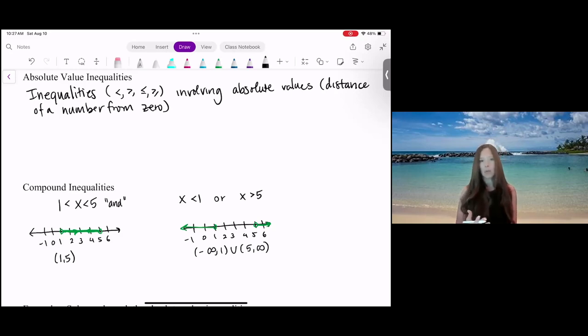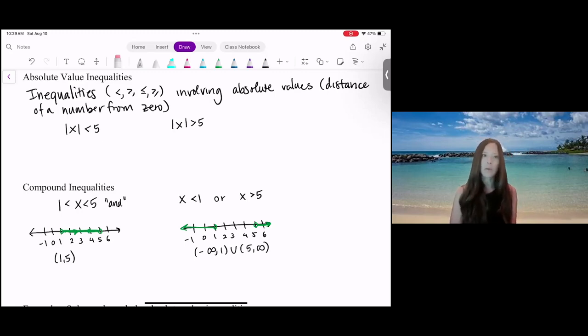We want to keep that in mind when we're solving our absolute value inequalities. The strategy is, and there are multiple ways that you can approach this, I'm going to show you the way that I prefer, but you might see another strategy in a different YouTube video. Let's say I have the absolute value of x is less than 5, and I have the absolute value of x is greater than 5.